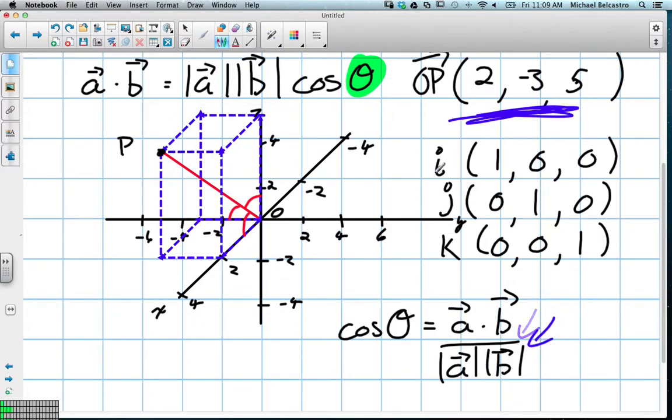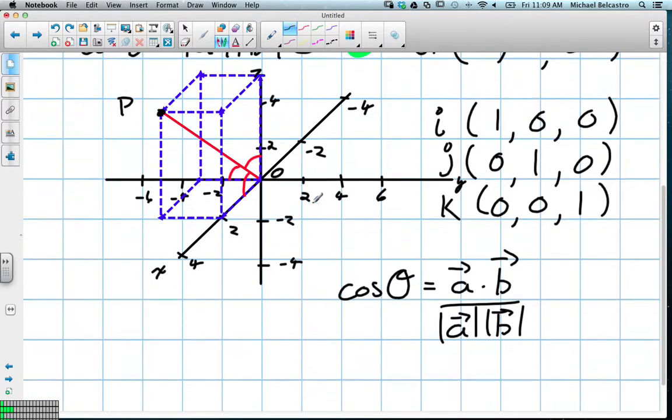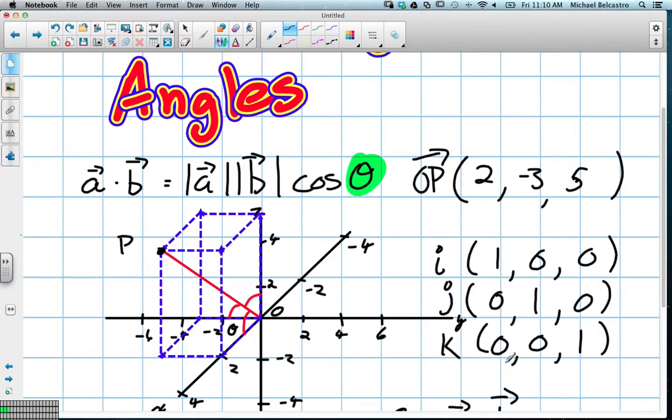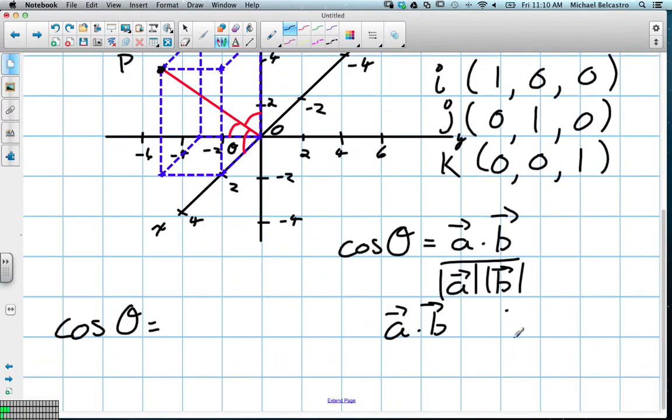So let's find the dot product of the two. B is always going to be our unit vector. If I'm finding theta, that means theta is the angle between the x-axis and our projected vector here. So cos theta is equal to the dot product of A and B. A dot B is our first vector, what did I write? 2, negative 3, 5, and 1, 0, 0.